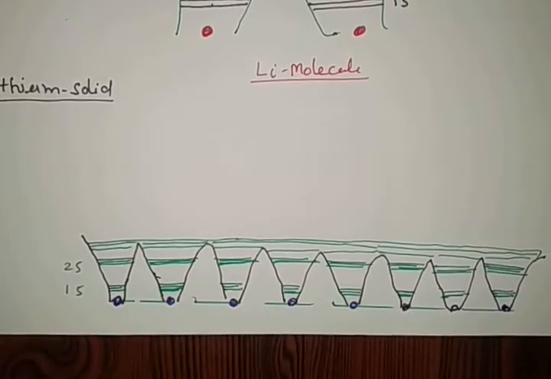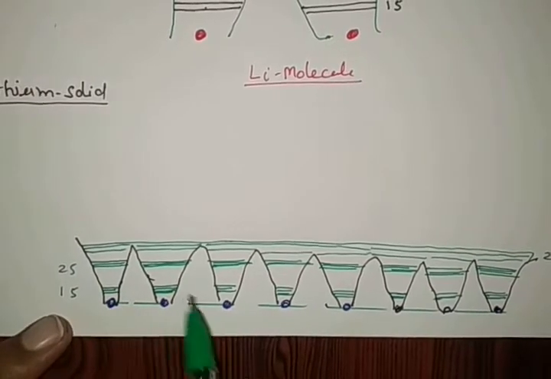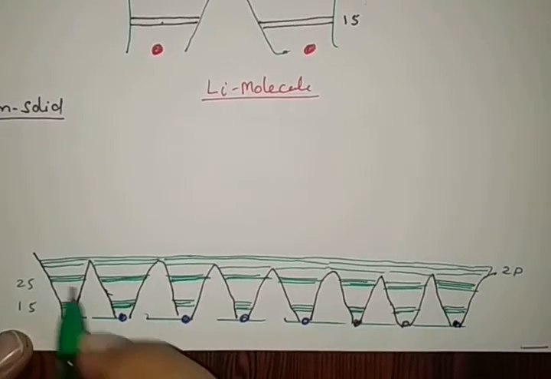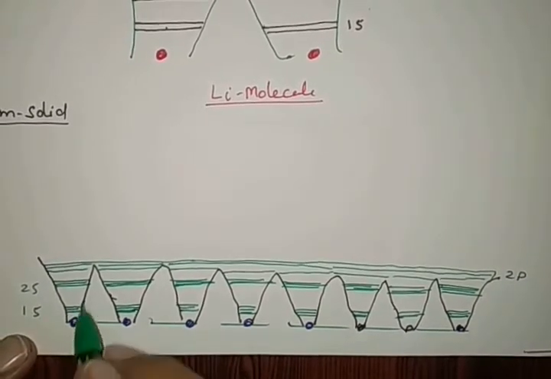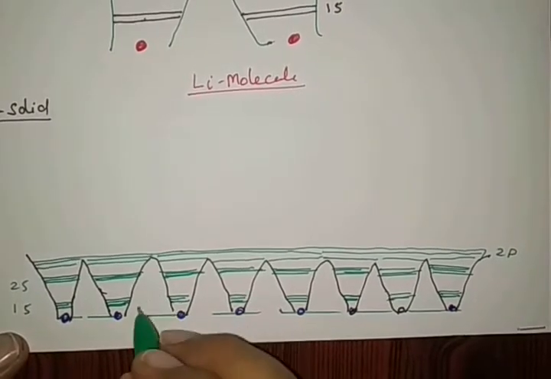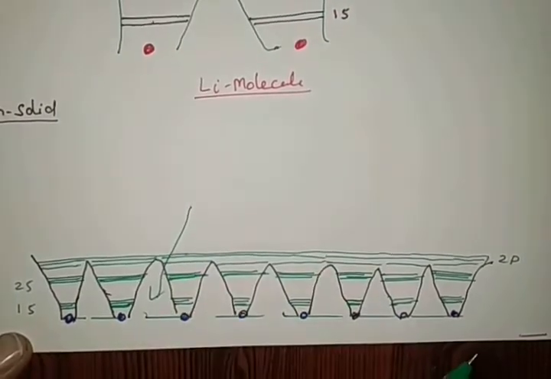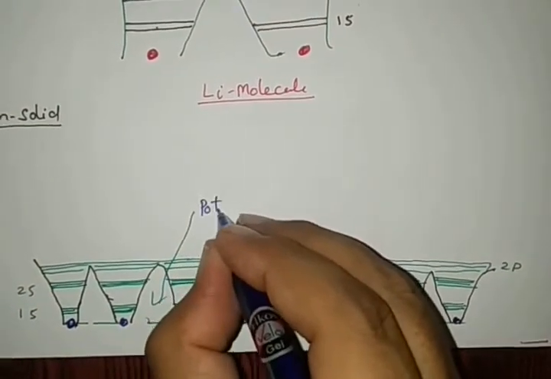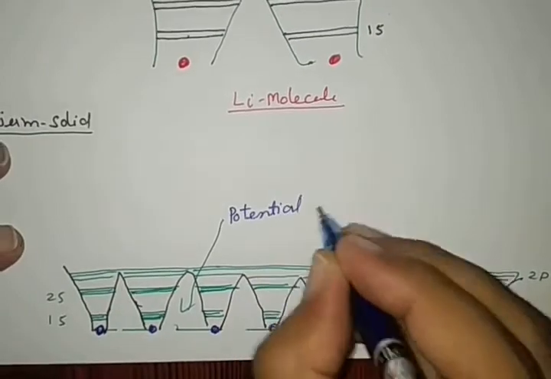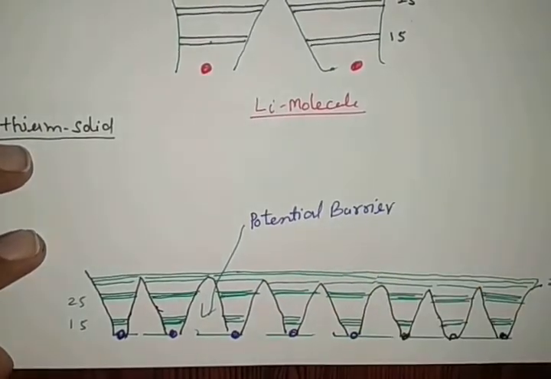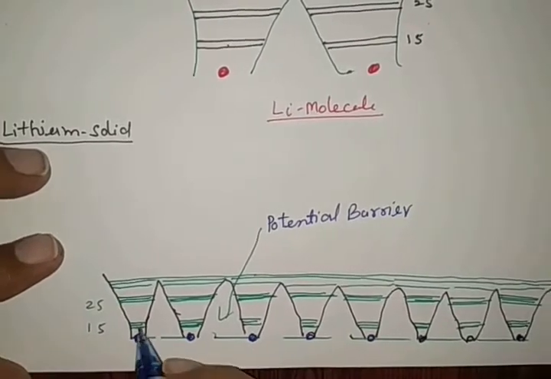If an electron, see here, there is a degeneracy, but an electron of one atom cannot cross to another in 1s due to this potential barrier. These are the potential barriers. What is this? See carefully. Potential barrier. These are potential barriers.